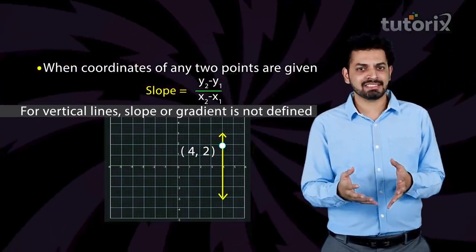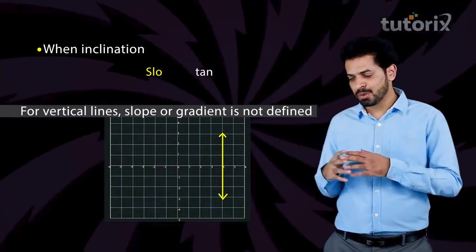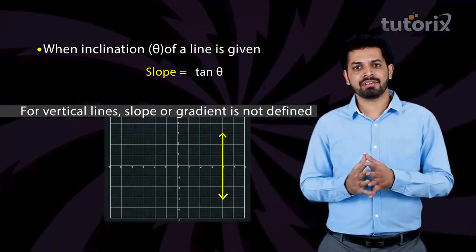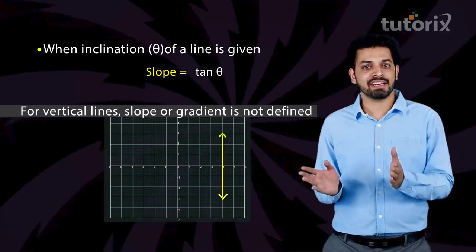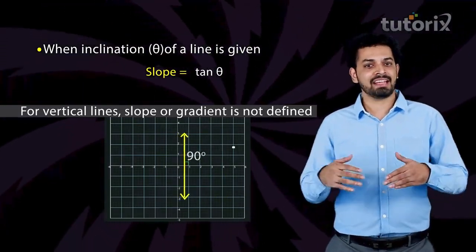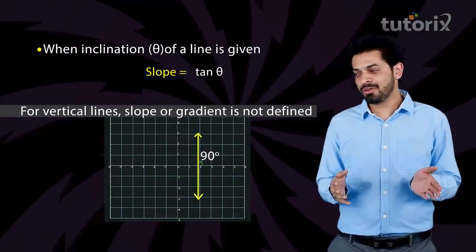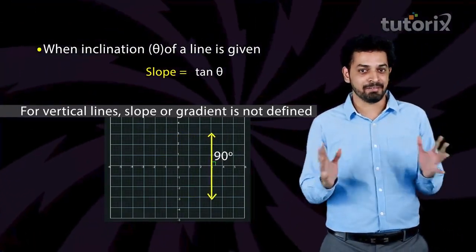And this can also be made sense of by using the other definition, which is slope is equal to tan theta. Right? For vertical lines, theta or the inclination is 90 degrees, and we know that tan 90 is not defined, right? So therefore, the slope of a vertical line is not defined.